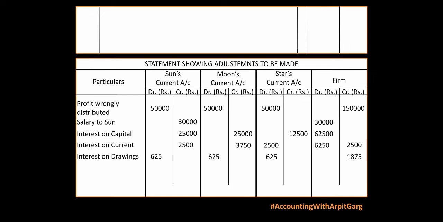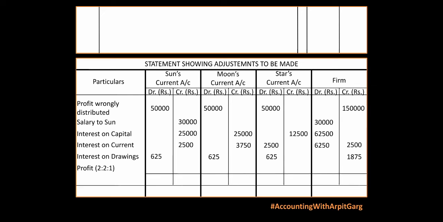That's it. Now profit is to be distributed in ratio of capital. Capital is 2,50,000, 2,50,000 and 1,25,000. So it is 2 is to 2 is to 1. Okay. Now first we need to find out profit. So we will balance firm's column. Then we will find balancing figure of firm. You see, it is coming on debit side.